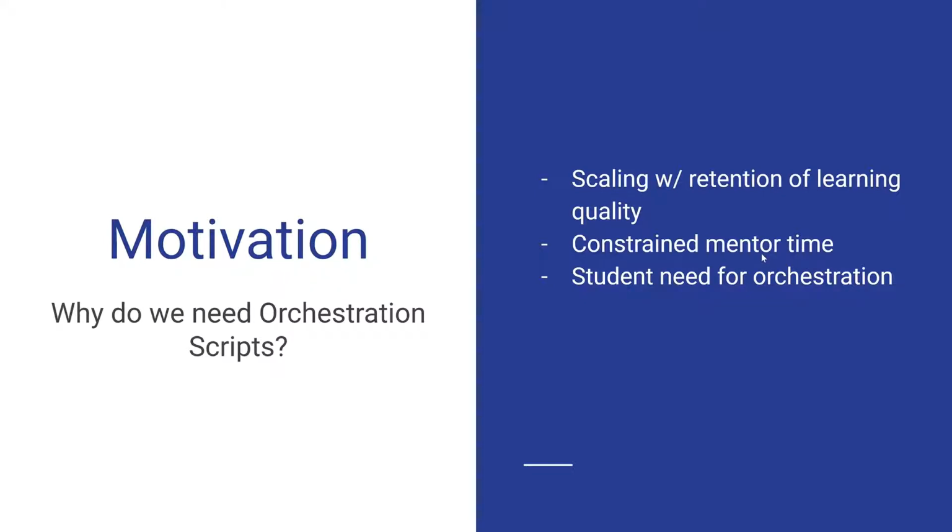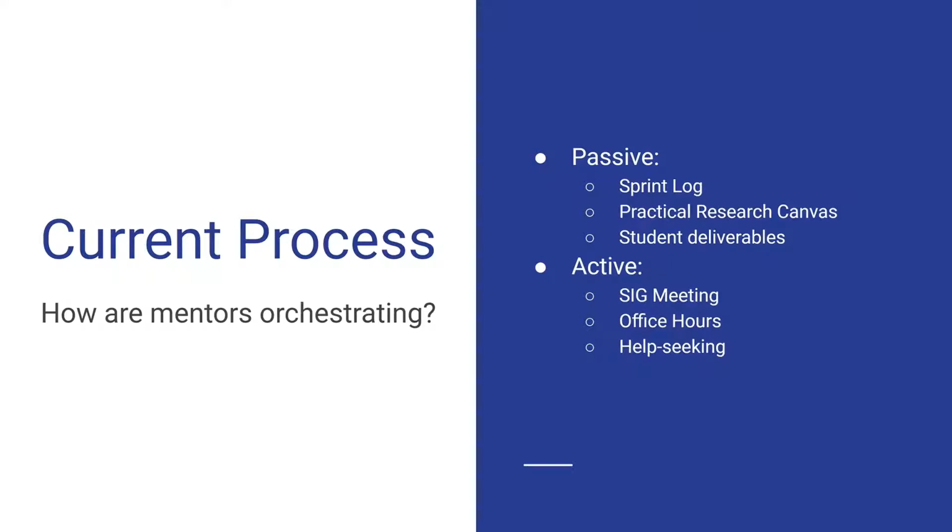In its current state, there are two ways that mentors are able to gain visibility into student work processes: passive methods and active methods. Passively, there are studio artifacts that students use to guide and plan their work that mentors can observe at any time they need to, specifically with sprint logs and the practical and research canvases, as well as specific student deliverables that mentors ask students to complete. For example, a need finding protocol. In addition to that, the active methods, through one-on-one discussions at SIG meetings and office hours, mentors can observe a student's work patterns and diagnose their blockers with the students.